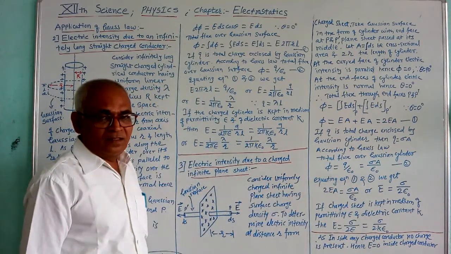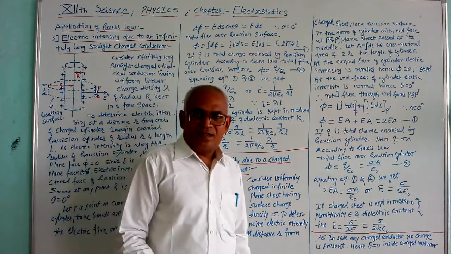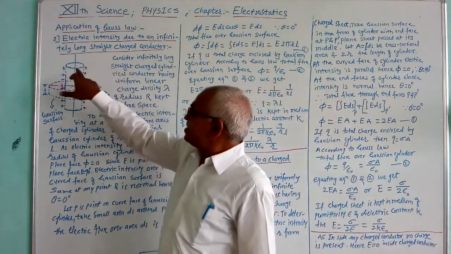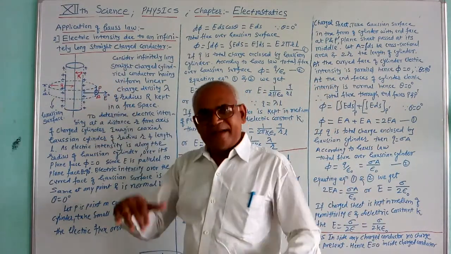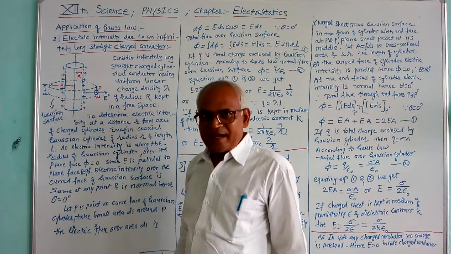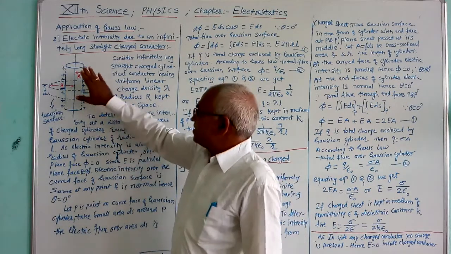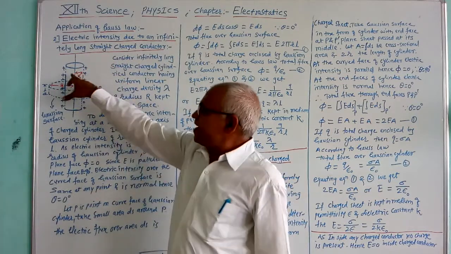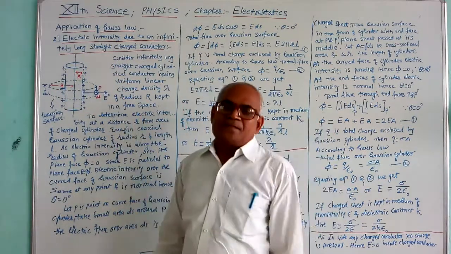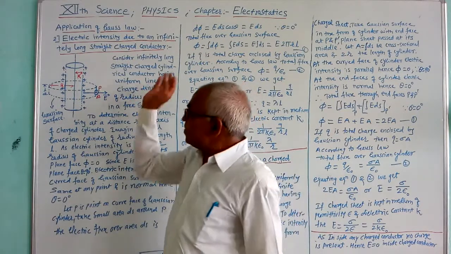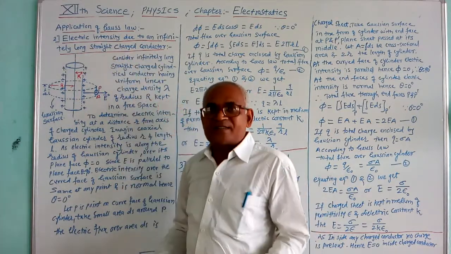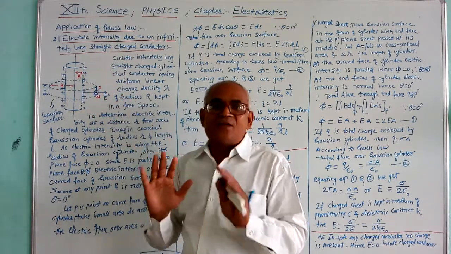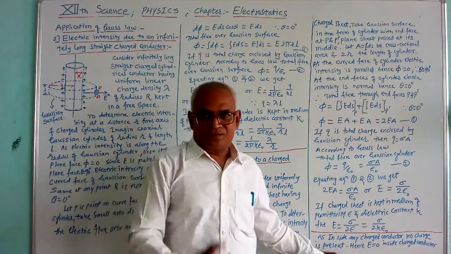Now if we have to determine the electric intensity inside the charged conductor, any type of charged conductor, then as the charge is present only on the outside of the charged conductor, inside the charged conductor no charge is present, and as no charge is present inside any type of charged conductor, the electric intensity inside the charged conductor is always equal to 0.